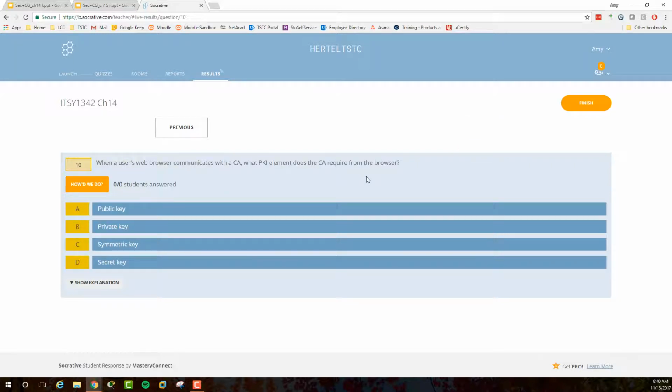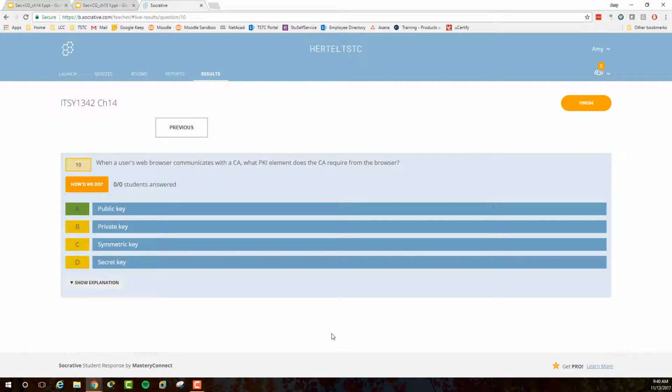Last question. When a user's web browser communicates with a CA, what PKI element does the CA require from the browser? A public key, a private key, a symmetric key, or a secret key? When a certificate authority is communicating with a web browser, it wants the web browser's public key so that it can authenticate between the two. So the answer to that one is a public key.